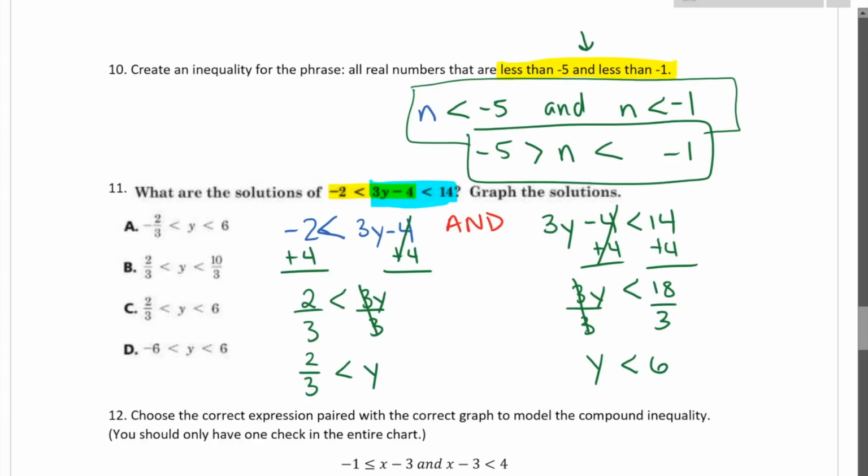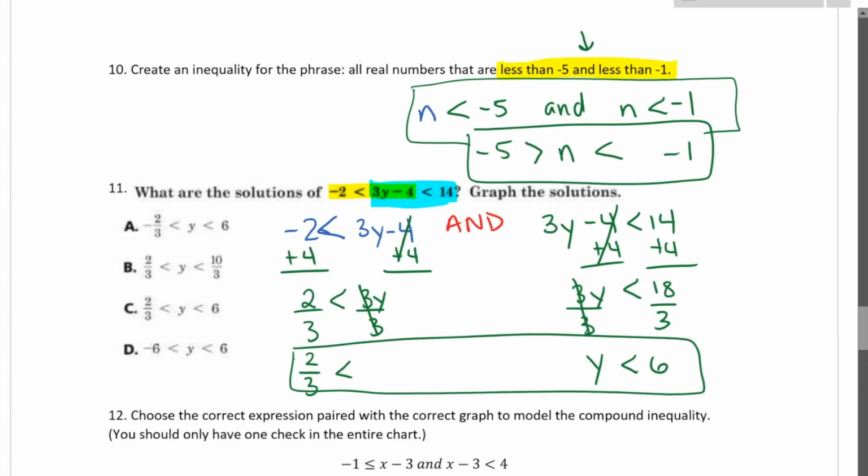Now remember when we have "and" problems, we're going to smush these together. So notice how there's a y in the middle. Well, you can easily just erase one of the y's and put it all together. So this is technically your answer. So is there a problem that looks like what I just boxed? A, well, no, A is wrong because that's a negative. B, no, they have a fraction at the end of 10 over 3. C, 2 over 3 is less than y, less than 6. Yes, that is what we have.